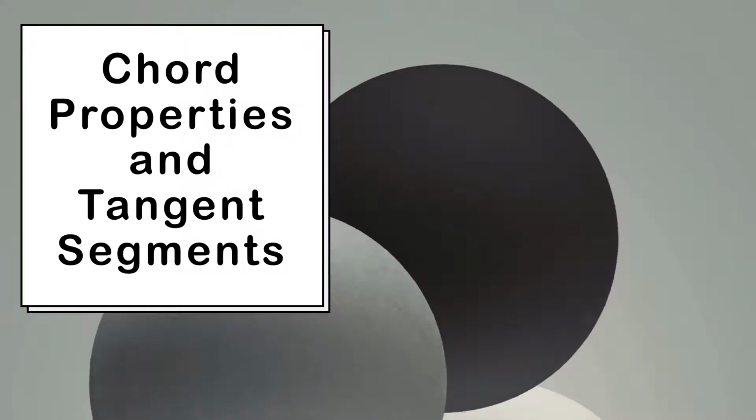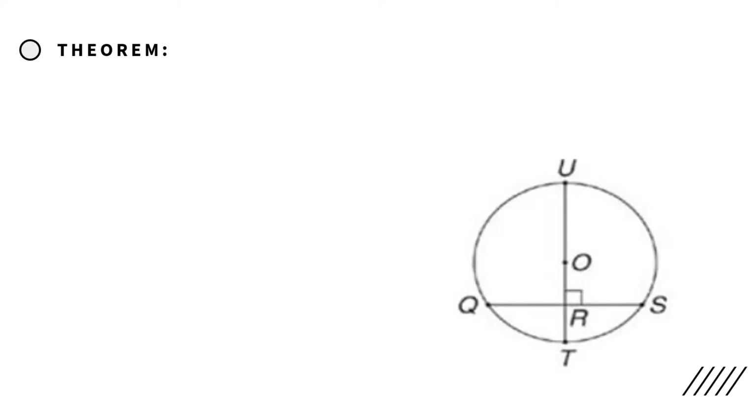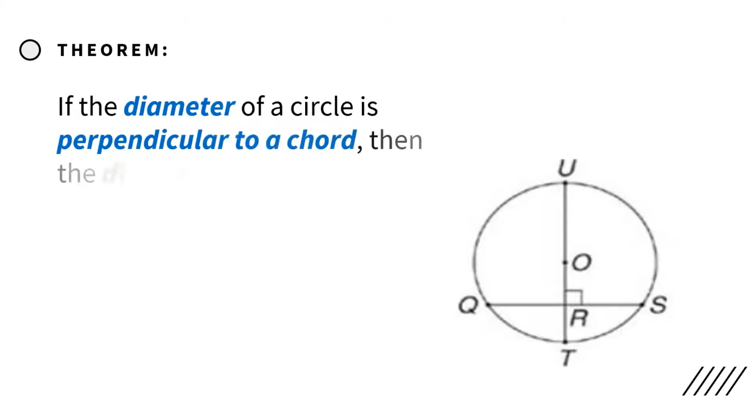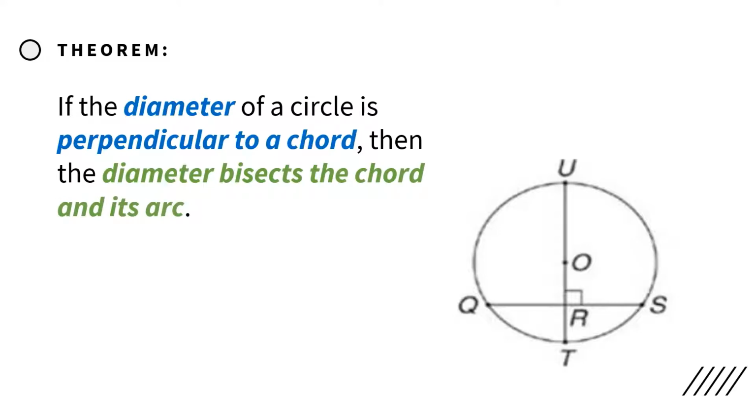There are several properties that involve chord and tangent segments in and within circles. Here's one theorem. If the diameter of a circle is perpendicular to a chord, then the diameter bisects the chord and its arc. So we have diameter UT. It goes through the center, so it's a diameter.